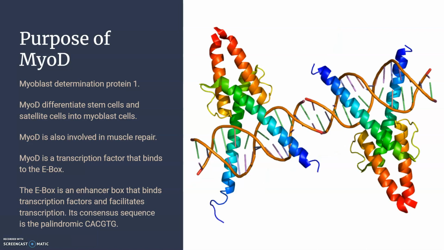Here is a molecule that is integral to the growth and differentiation of muscle cells. It's called MyoD, or Myoblast Determination Protein 1. MyoD differentiates stem cells and satellite cells into myoblast cells, which are cells that produce muscle cells. MyoD is also involved in muscle repair. MyoD is a transcription protein that binds to the E box. The E box is an enhancer box that binds transcription factors and facilitates transcription. Its consensus sequence is the palindromic CACGTG.